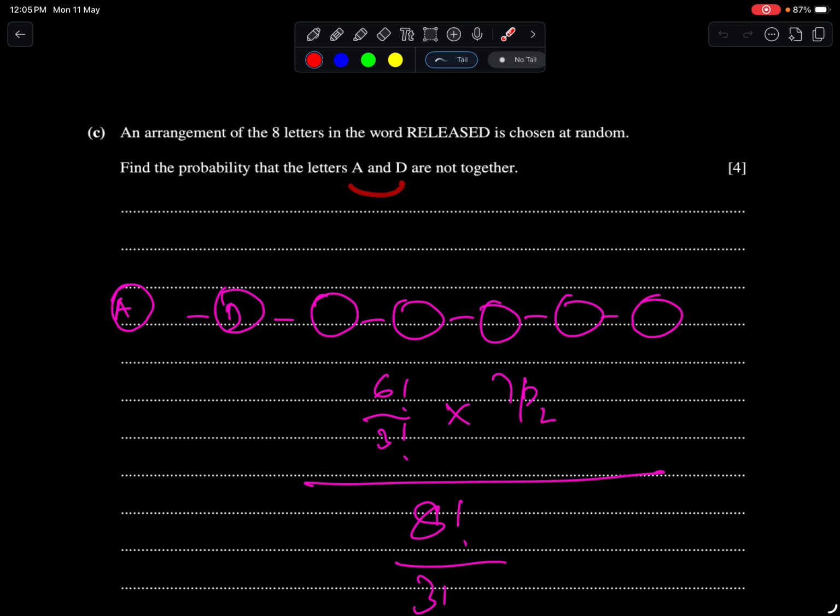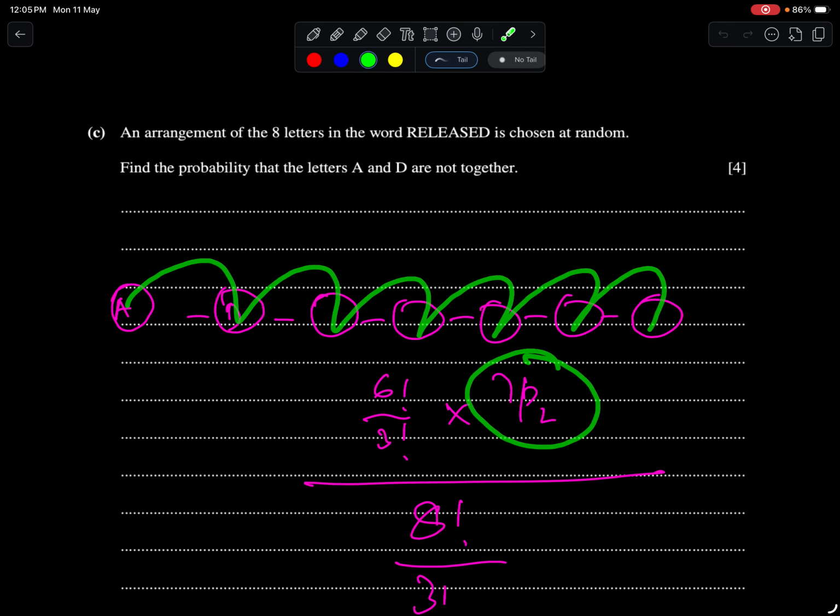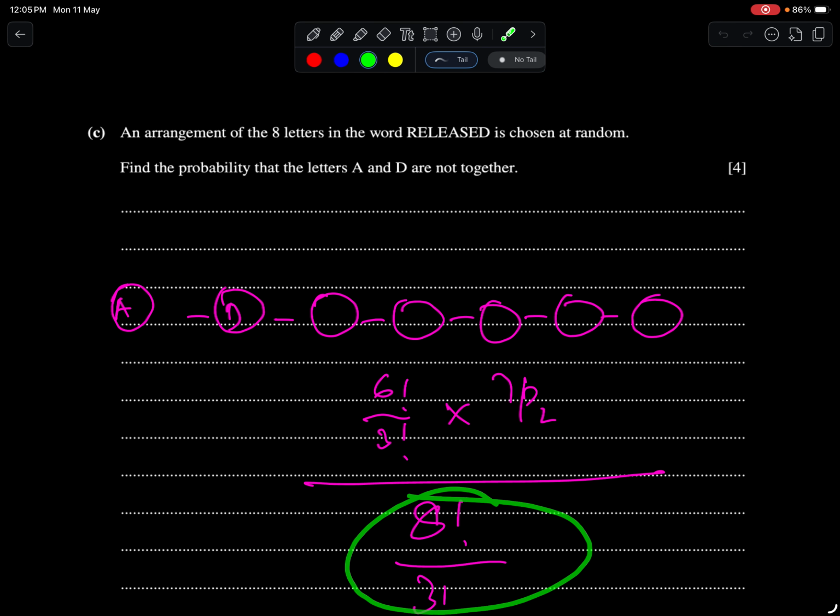A and D are not together, so the remaining letters are 6, so first arrange the remaining 6 letters. So 6 factorial, and there are 3 repeated letters, there are 3 E's, so divide by 3 factorial. These are 7 slots, fill any 2 slots, 7P2. And divide by the total because it says probability.